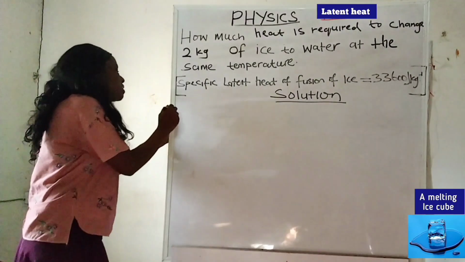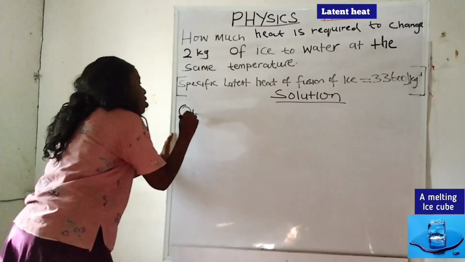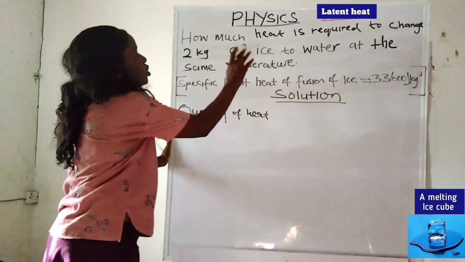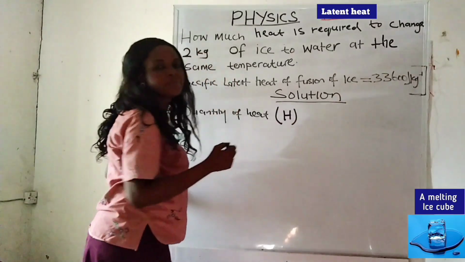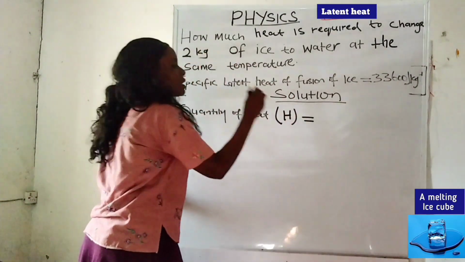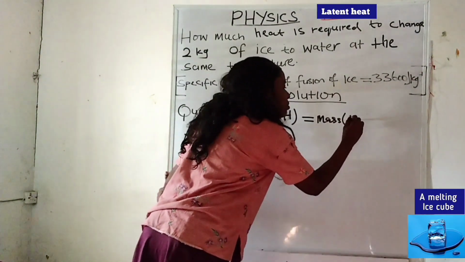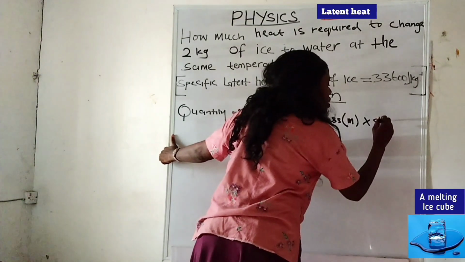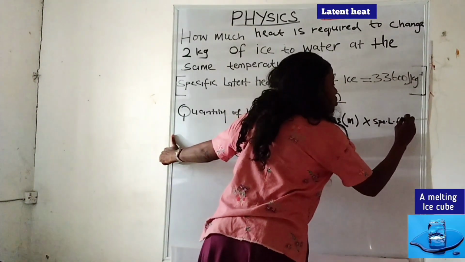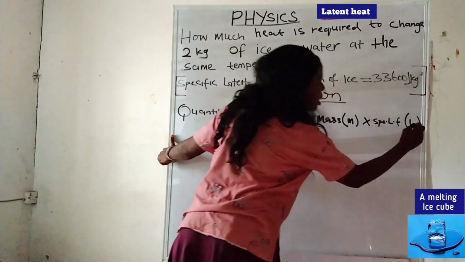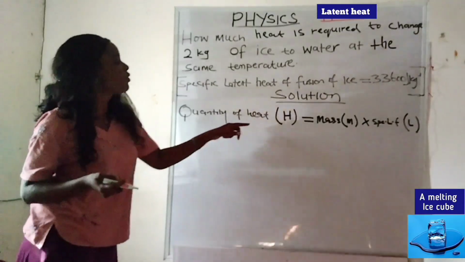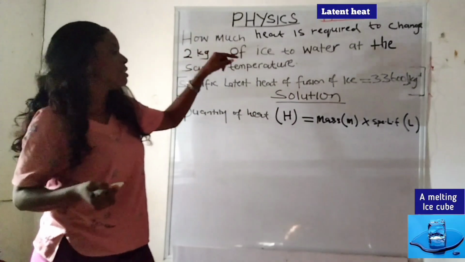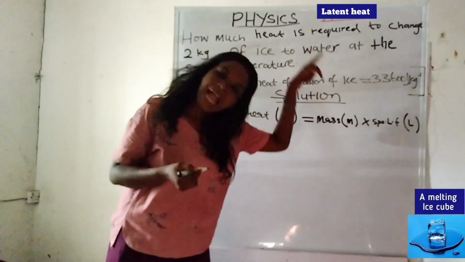So we simply say, quantity of heat required to change this 2 kilograms of ice to water, denoted by H, is equal to the mass, denoted by M, times the specific latent heat of fusion, which is denoted by L. So the quantity of heat that will melt this mass of ice to water is equal to the mass of the ice times the specific latent heat of fusion of ice.